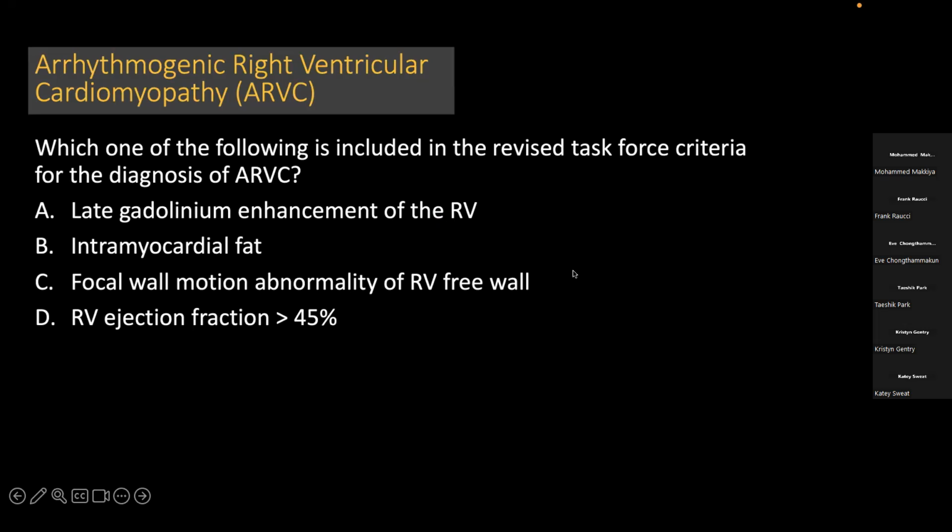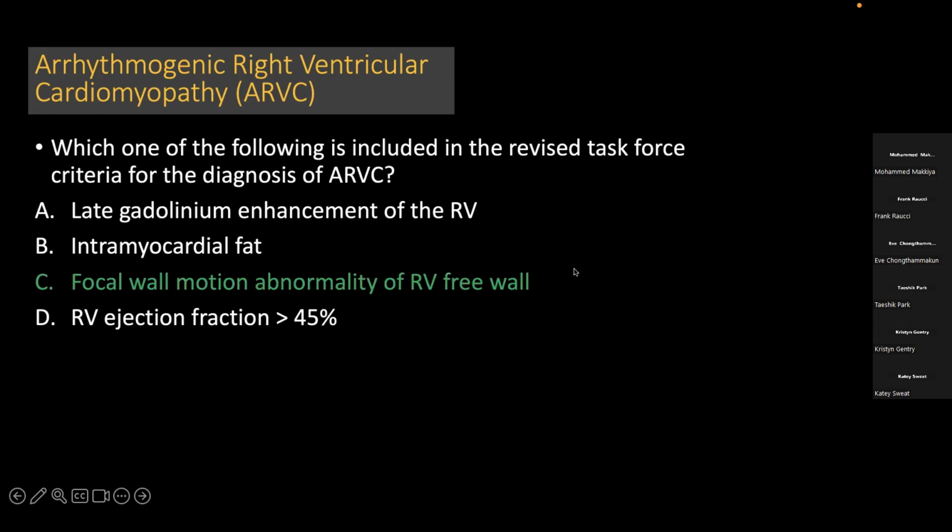Do you think it's LGE? Is it myocardial fat? Do you think it's focal wall abnormality? Is it RV ejection fraction more than 45? Okay, so the presence of myocardial fat was in the original criteria, but now it's not in the criteria for the diagnosis by MR anymore. And the correct answer is focal wall motion abnormality of the RV free wall.